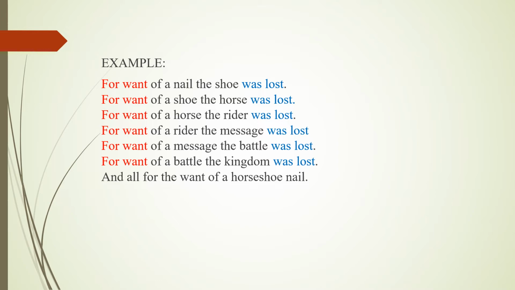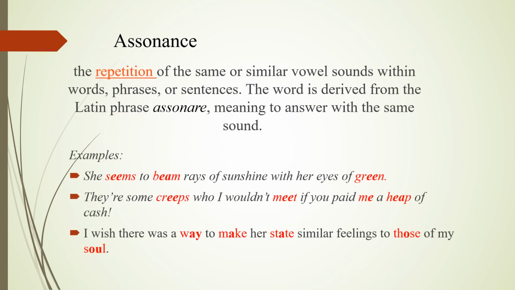So, we have alliteration a while ago, which is the consonant sound. Here, this is assonance, and it is the repetition of the same or similar vowel sounds within words, phrases, or sentences. The word is derived from the Latin phrase assonare, meaning to answer with the same sound. Guys, we're not pertaining to the vowel word, right? We're pertaining to the repetition of same vowel sounds.